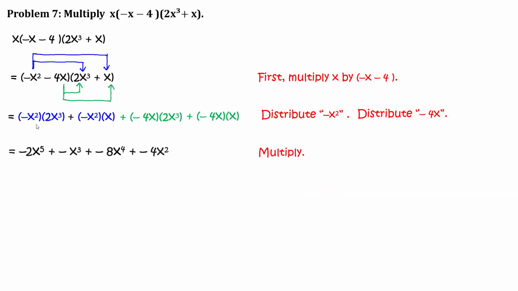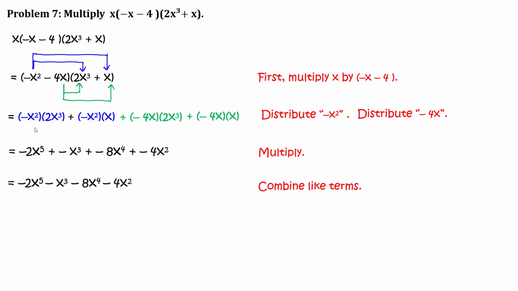Then I'm going to multiply. Negative x squared times 2x cubed is negative 2x to the fifth. Remember, when you multiply powers, you add the exponents. So 2 plus 3 is 5. Negative x squared times x is negative x cubed. Negative 4x times 2x cubed is negative 8x to the fourth. And then negative 4x times x is negative 4x squared. Then I'm going to combine like terms. Now notice there are no like terms to combine.